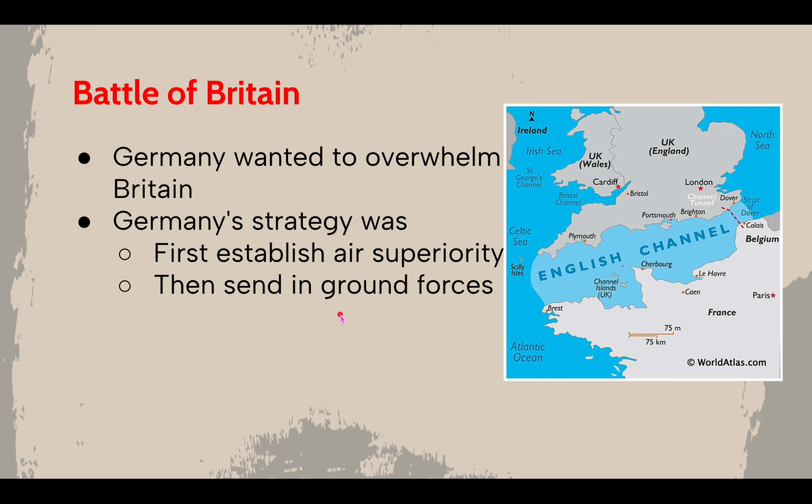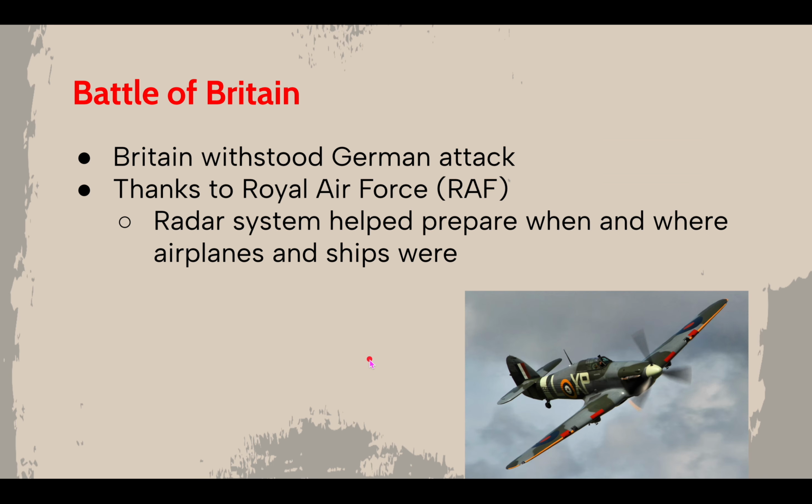Germany wanted to overwhelm Britain. Germany's strategy was to first establish air superiority and then send in ground forces. But Britain actually withstood the German attacks, and that is due to the Royal Air Force, or the RAF. The RAF had developed a radar system that helped them know when and where airplanes and ships were, so they could see the Germans coming and shoot them down or stop them before they got to the British mainland.